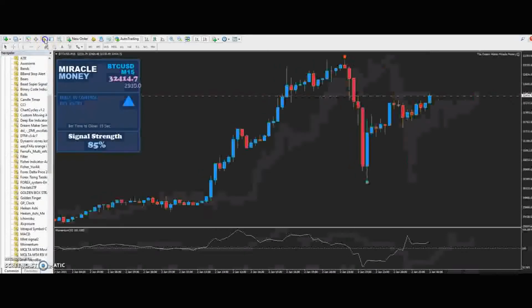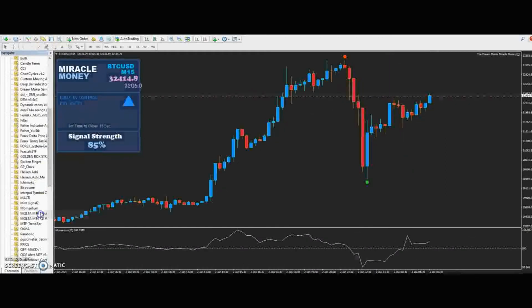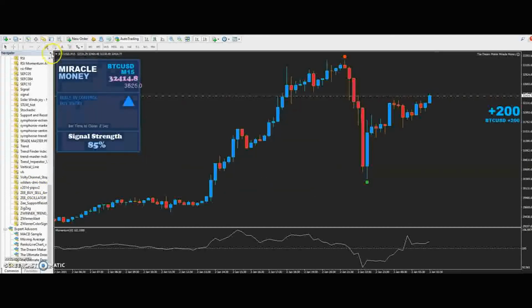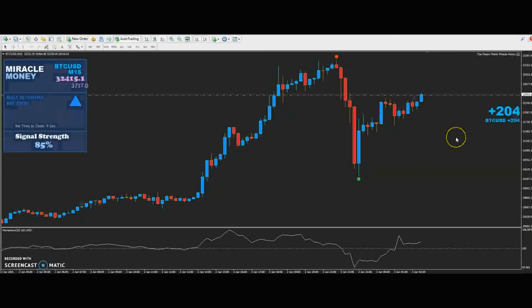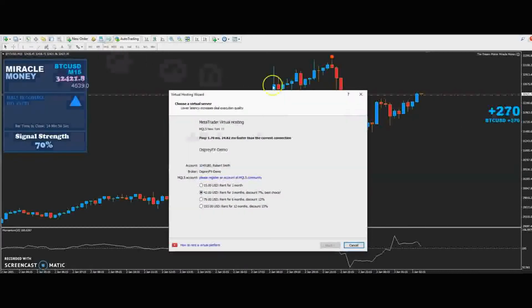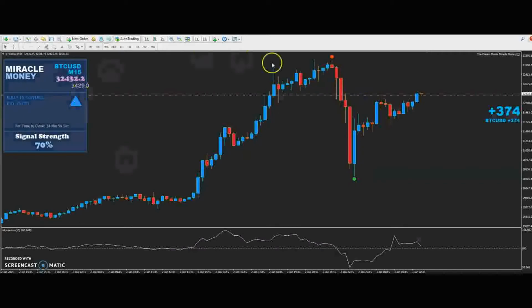Let me put this pip counter up here. All right, there you go. As you can see, I'm having some incredible results with this indicator right here. I want to show you guys, you can actually trade this on any time frame. It doesn't matter. It simplifies trading for those who are trading for the very first time.